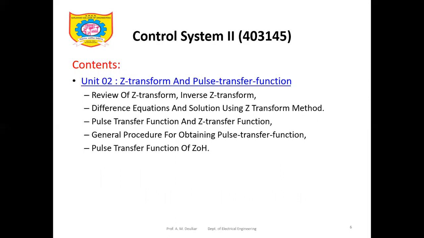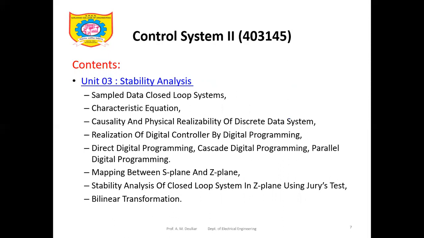Unit number 2 contains Z transform and the pulse transfer function, in which the review and the inverse of the Z transform, difference equations using the Z transform method, pulse transfer function, and Z transfer function, general procedure for obtaining the pulse transfer function, and ZOH, that is the zero order hold.